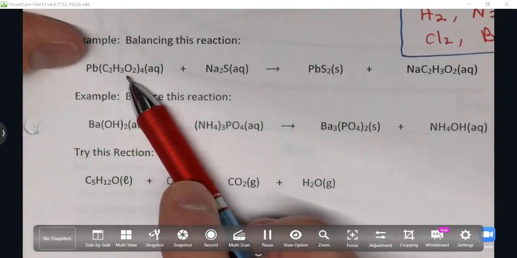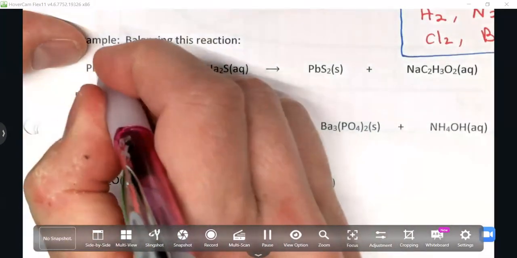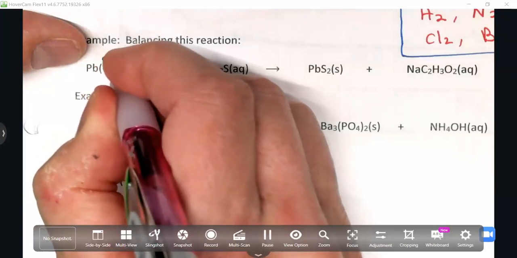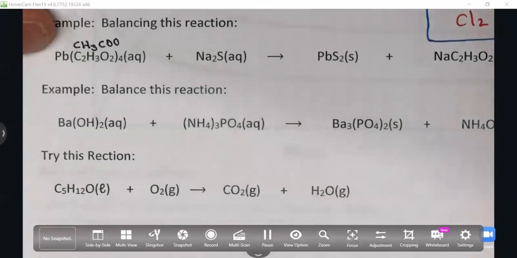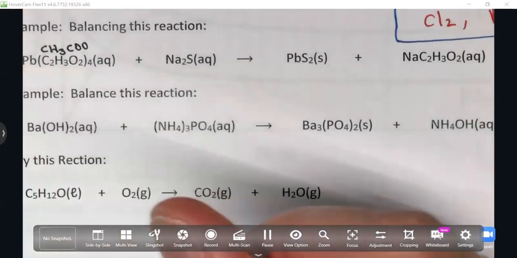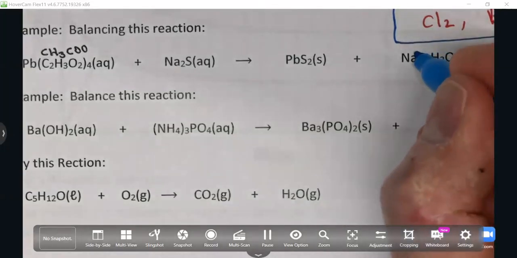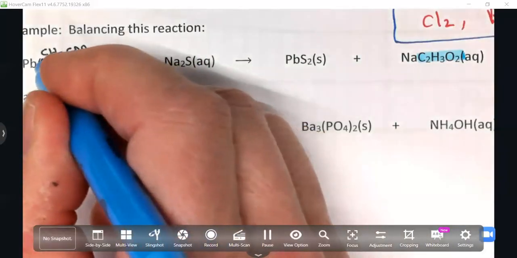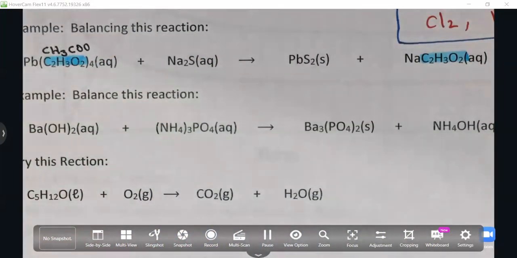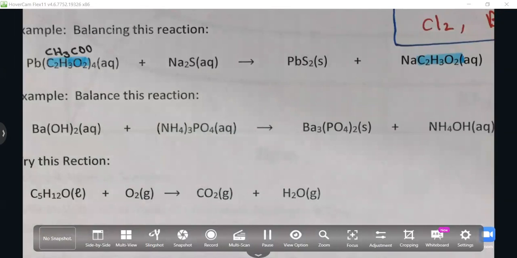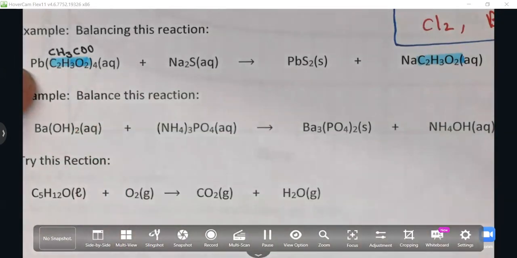This is lead acetate, and we could also write the acetate as CH3COO. If we balance this, this is beautiful. Why is it beautiful? Because we have a polyatomic ion of acetate. So if we treat that as 1 unit, we're balancing 3 different elements at the same time.